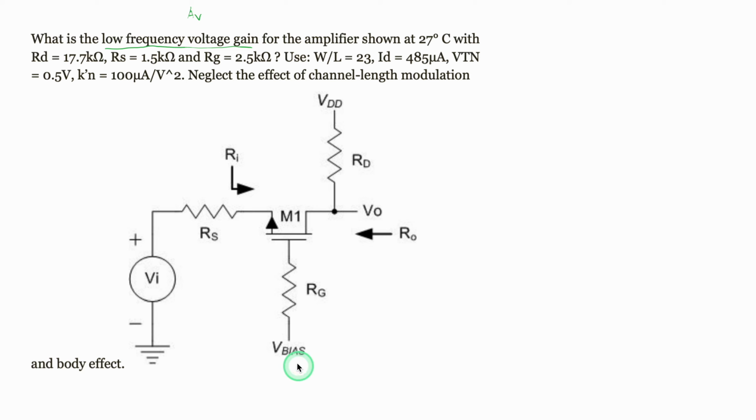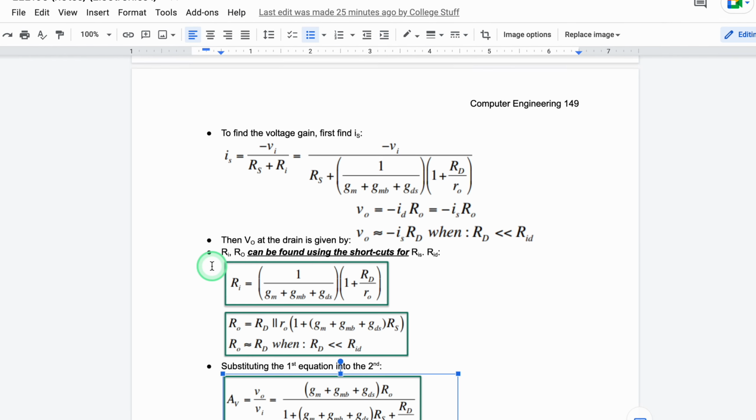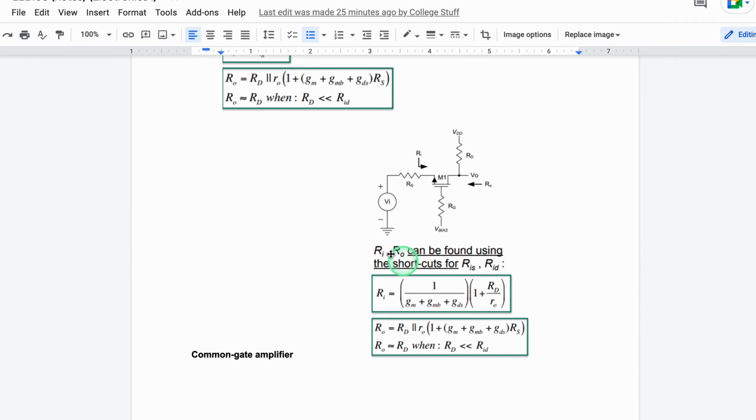For the problem we have here, we're asked what is the low frequency voltage gain for the amplifier shown. It looks like this. So we're going to want to look at the notes linked below the like button on page approximately 148 to find our common gate amplifier. And it looks exactly like this. It's not really a different way that we're going to be looking at it.